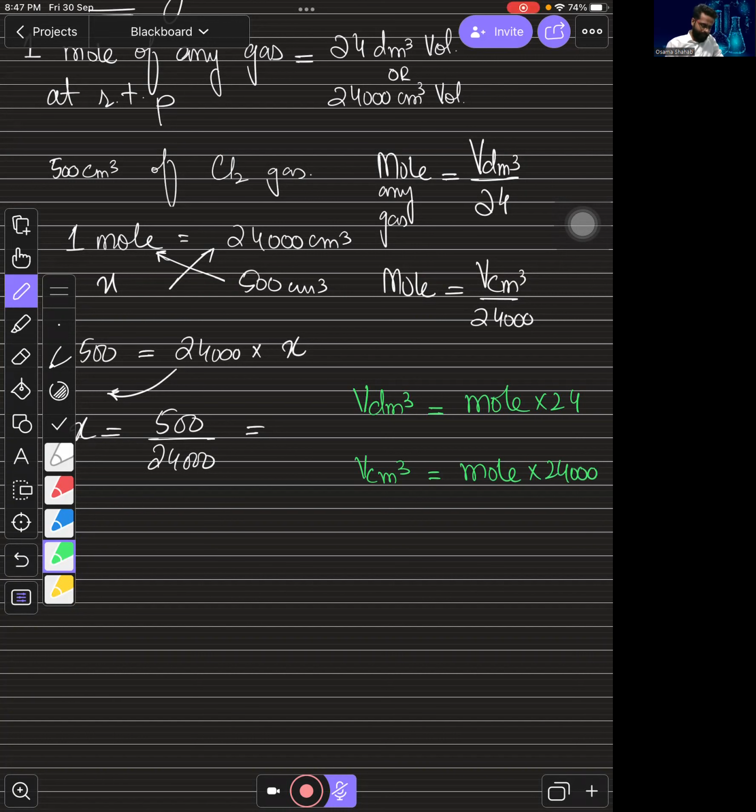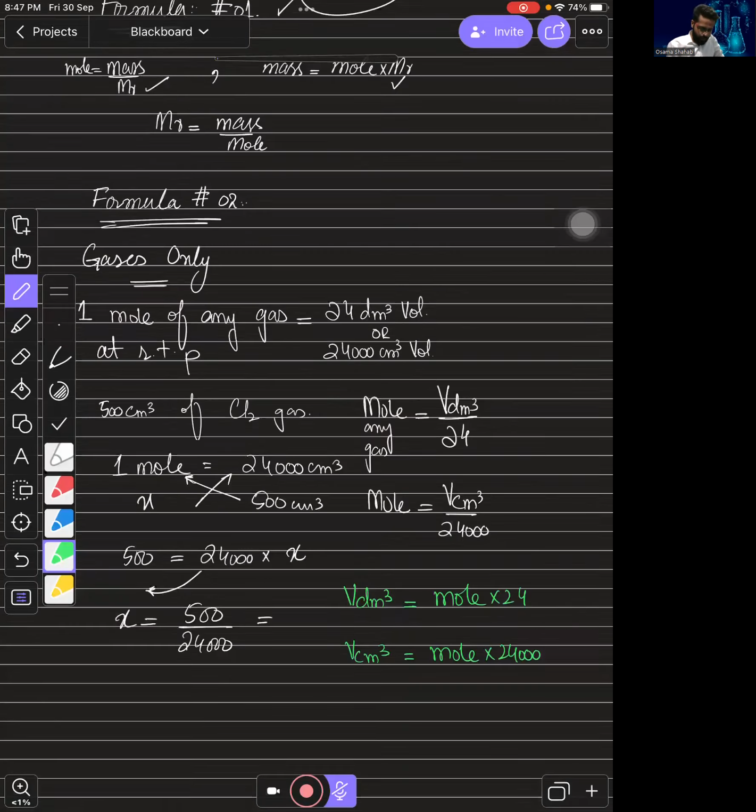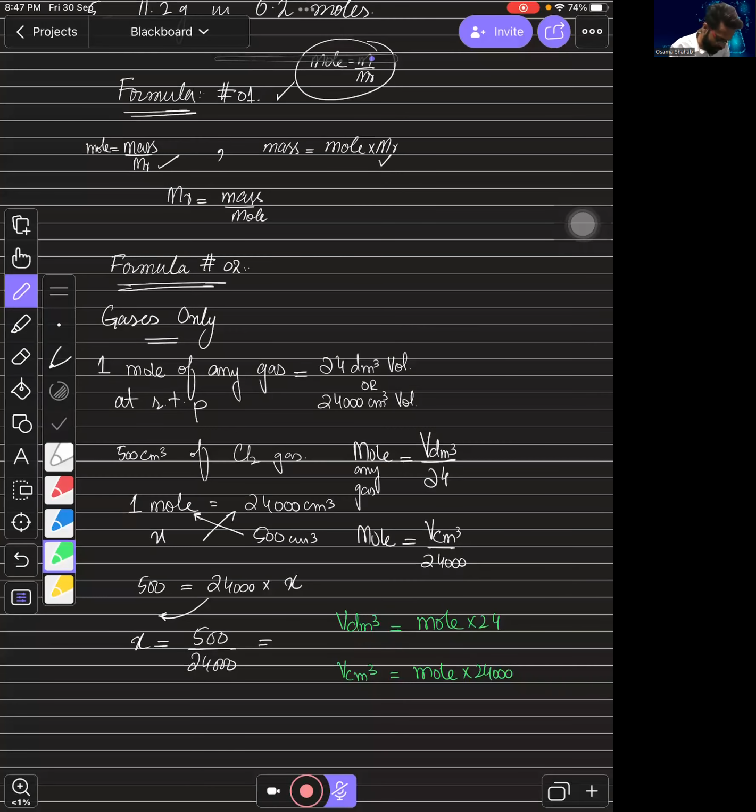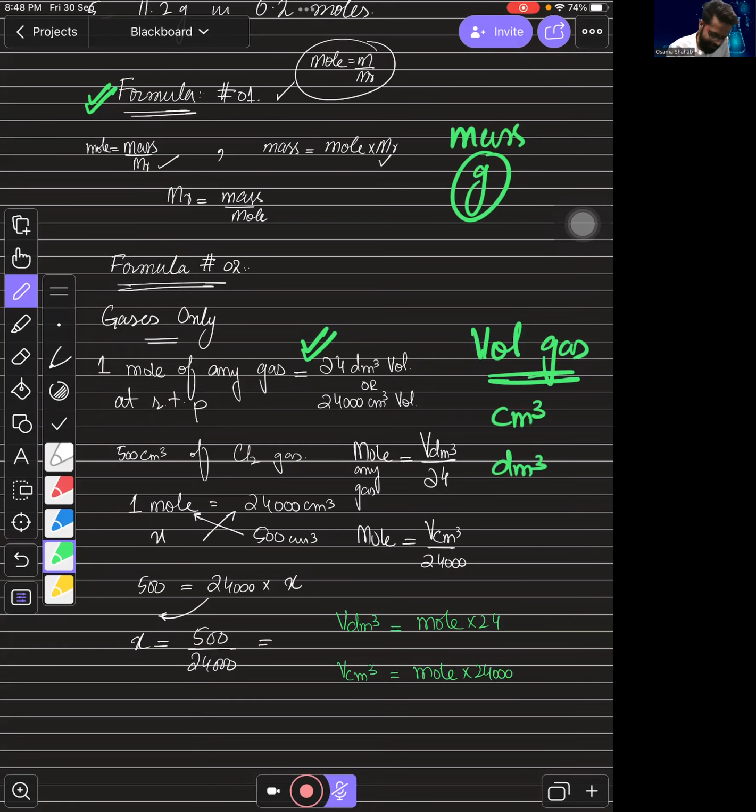Got it. Yes. So this is actually formula number 2. This is formula number 1, which is for masses, right? And this is formula number 2, which is the volume of gases. This is for mass, and remember the unit for mass is gram, and this is for the volume of gas. Remember, this is the volume of gas, right? Another volume will come to you later, so do not get confused there. This is the volume of gas, and the unit of volume is always centimeter cube or decimeter cube. Is that right, bacho?